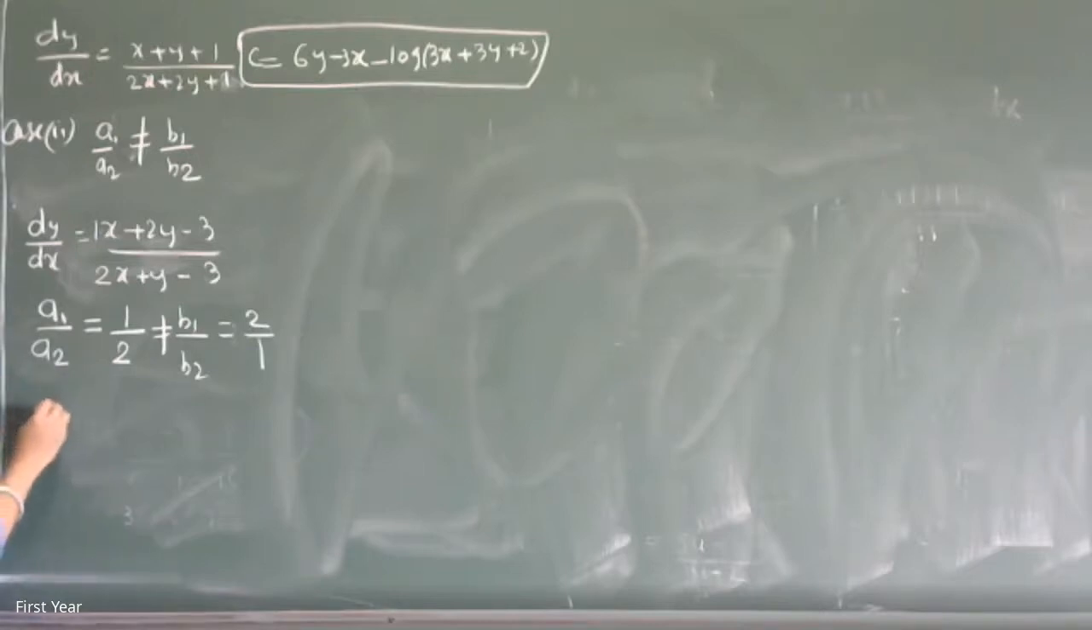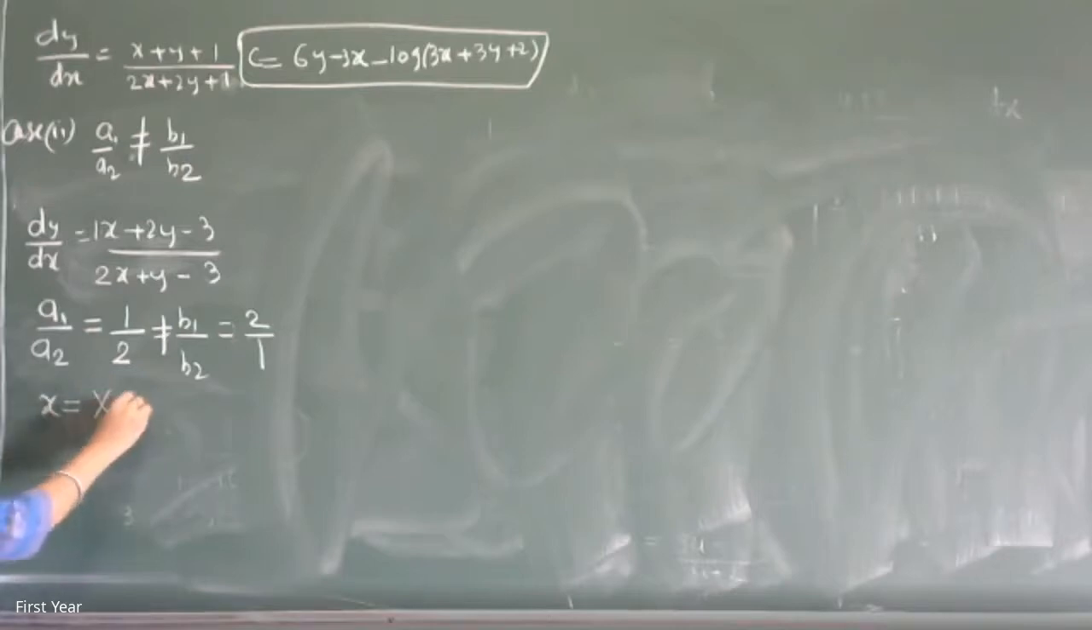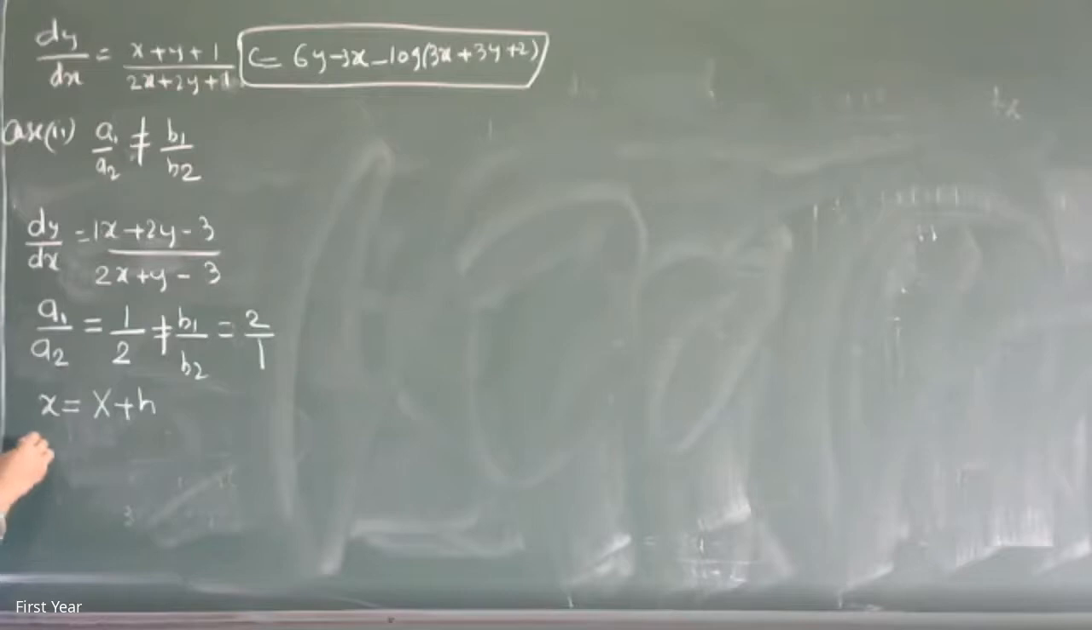So what I will do, the first substitution that I will want to do is put small x as capital X plus h. Anybody knows how to go about it? If you know, then you can get it.